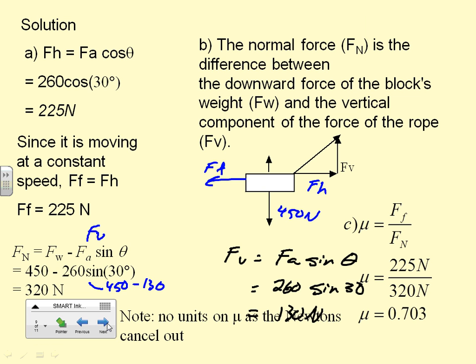Remember that there's no units on mu because the newtons cancel out. So we got newtons over newtons, no units here.